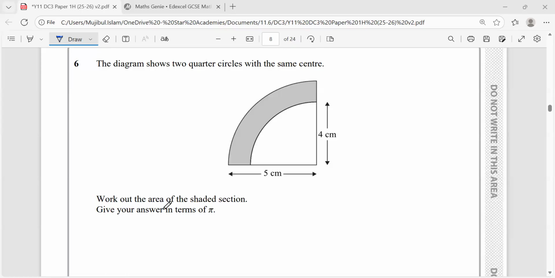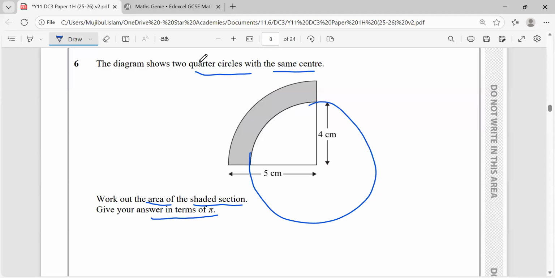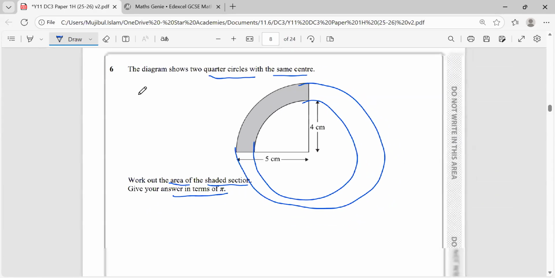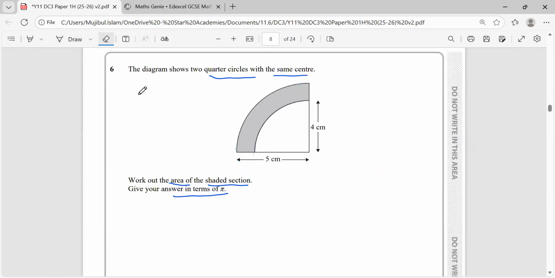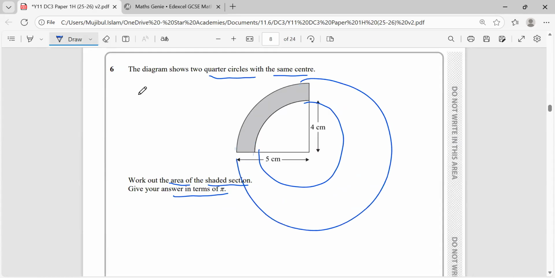Right, how do we do this question? The diagram shows two quarter circles with the same center. Work out the area of the shaded region. Give your answer in terms of pi. Because it's a non-calculator paper, that's why we have pi. Now, this may be very difficult for you to see, but here we have a small circle and here we have a large circle. I'm drawing this on the screen, so it's not the best. Let me try and make the circles better. So if you can't see it, we have a small circle here and a larger circle there.